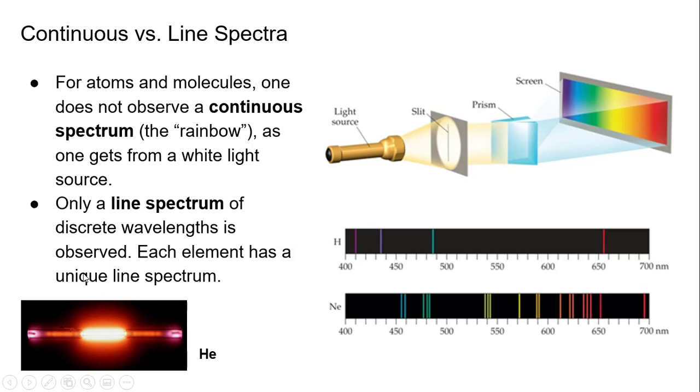So if we look here at hydrogen, we have 410, 434, 486, and 656. And each element has a unique line spectrum. So think of it as a fingerprint.